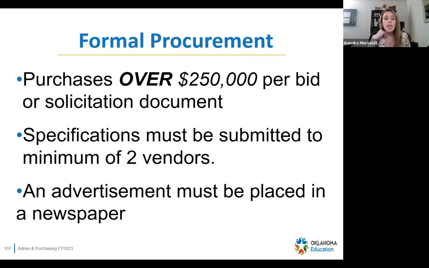Now, formal procurement is anything that you spend over $250,000 per bid or per solicitation. You do have to send specifications to at least 2 people, or again, we call it kind of your grocery list. If you do this, you have to have an advertisement in the paper.